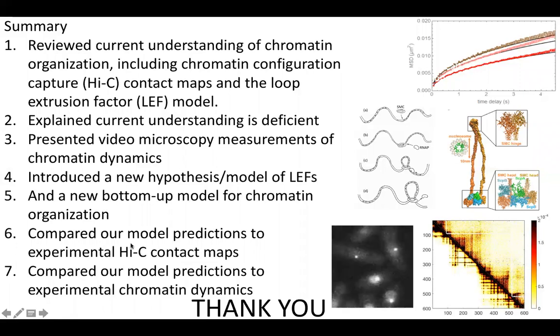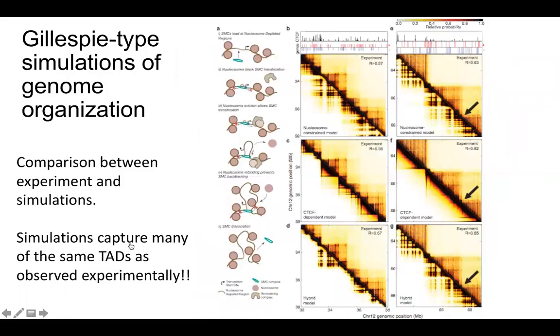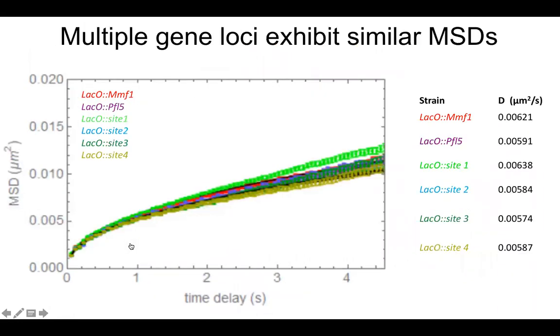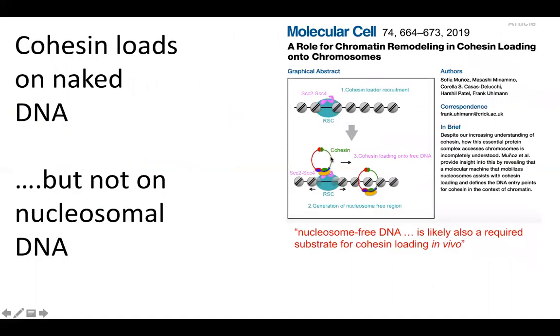Let's see, I think perhaps in this paper. No, that's a different paper. I know this paper. Yeah. In this paper, there's RSC, which is a remodeler, right? Which is co-localizing with this chromatin loader.